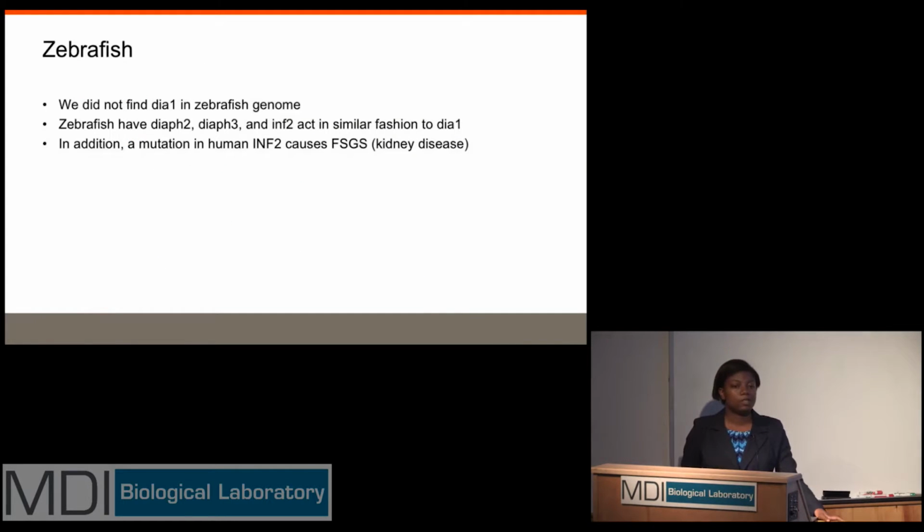So in the zebrafish, we did not find dia1 in their genome, but they do have diaph2, diaph3, and INF2, which act in a similar fashion to dia1, in that they control the polymerization and depolymerization of actin filaments. And in addition, a mutation in the human INF2 causes FSGS, which is also known as kidney disease.